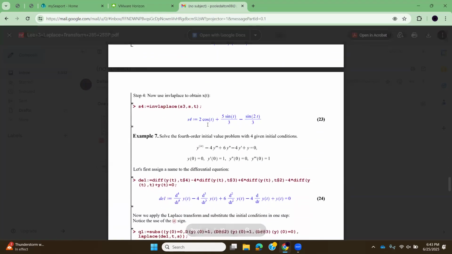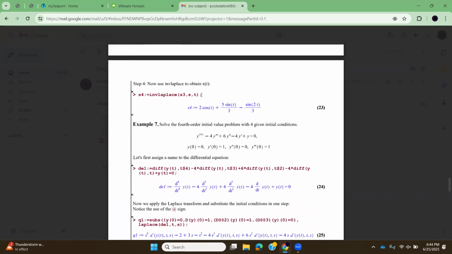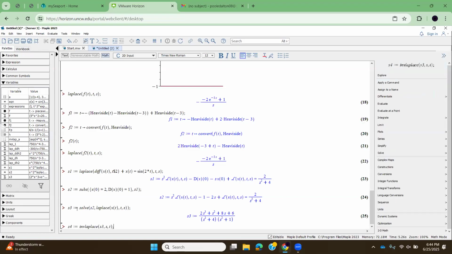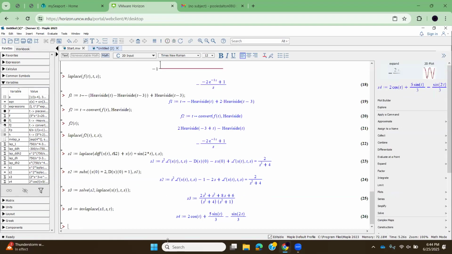And then just like we would do by hand, we're going to use the inverse Laplace transform. And it looks like the S1, S2, S3 is like step one, step two, step three. So boom, there's our solution.